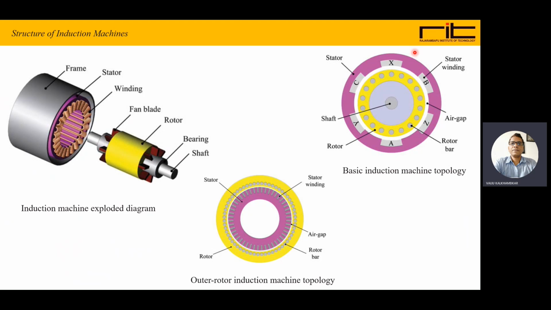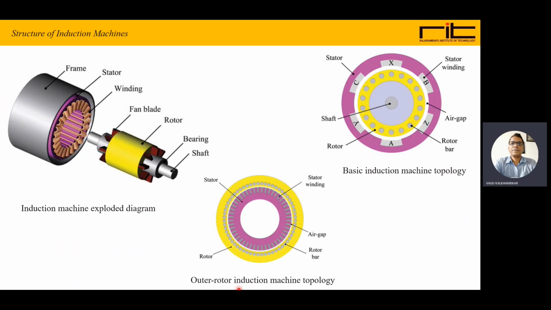Now we can see this is a basic induction machine topology. So there is the outer stator, inner is the rotor. These are the rotor bars. If we consider this is the squirrel cage induction motor, here are the solid bars. So the sturdy construction. This is the shaft, and this complete assembly is the rotor. Stator winding can be the three-phase winding. Now this is the inner rotor. Rotor is inside, stator is outside.